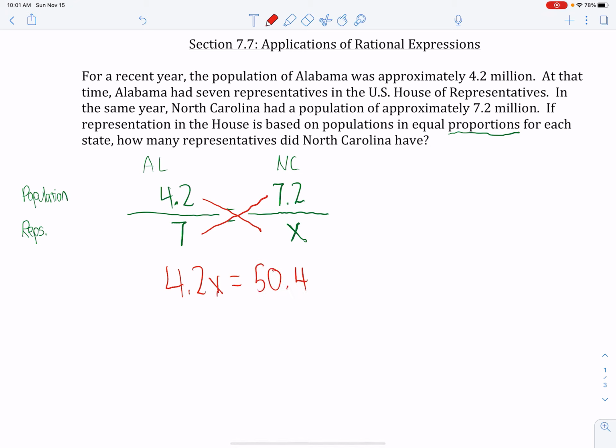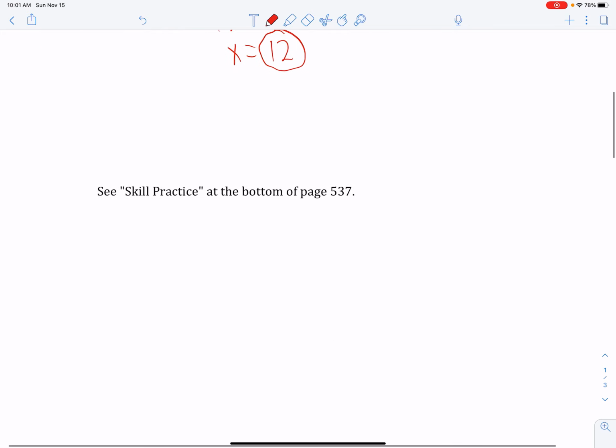Our other cross product is 7 times 7.2, and that gives us 50.4. And now this equation is much easier to solve. We finish by dividing both sides by 4.2, and we end up with x equals 12. So North Carolina would have 12 representatives in that situation. Let's take a look at our next problem.